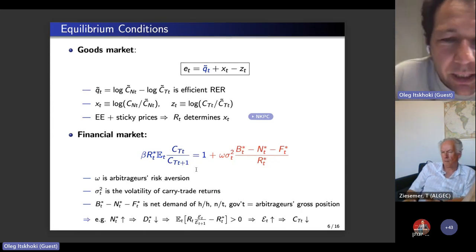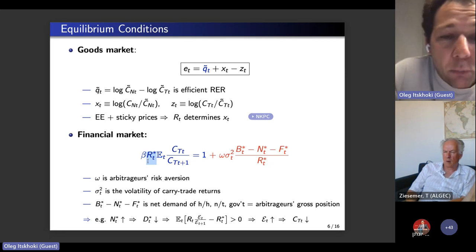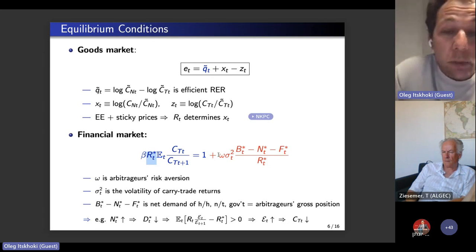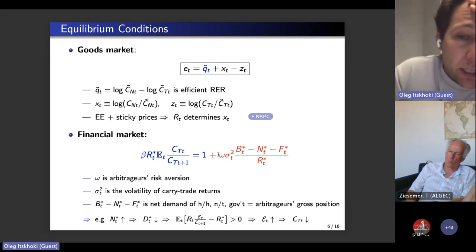Remember, the blue piece was the optimal risk sharing between countries, if the households could choose their consumption path such that the slope of the Euler equation is R star, the world interest rate in dollars. But the households cannot directly borrow in dollars. They have to go through the financial sector. And the financial sector will charge them the premium. And this is the premium. And so essentially, this is the risk sharing wedge, this red part.